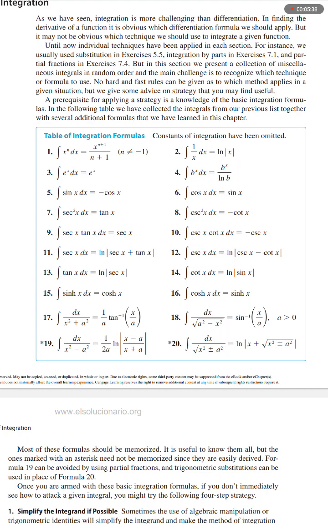Number 18, the integral of dx over the square root of a squared minus x squared equals the inverse sine of x over a, and a is greater than 0.